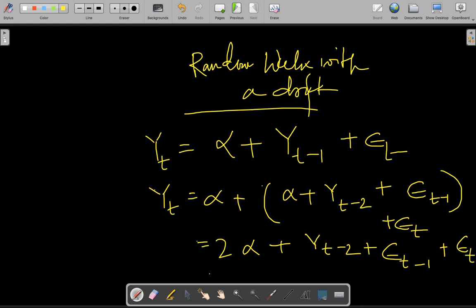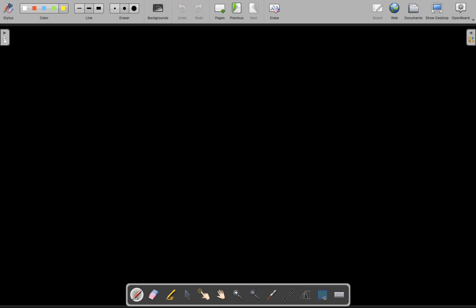Similarly, if I keep on extending it, I will get 3 alpha plus yt minus 3 plus epsilon t minus 2 plus epsilon t minus 1 plus epsilon t. Doing that for the tth period, yt would be alpha t plus y0 plus the sum total of i equal to 1 to t of epsilon i.